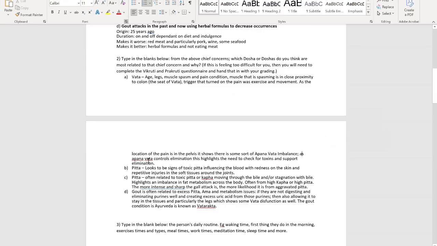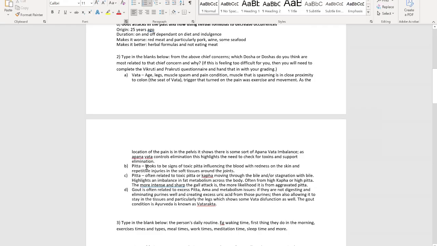So as apana vata controls elimination, this highlights the need to check for toxins and support elimination. So straight away, our first symptom in the pelvis related to the psoas, we need to check: how's the colon? How's elimination? How's ama, half-digested byproducts that could be creating a toxic overload of the elimination areas?